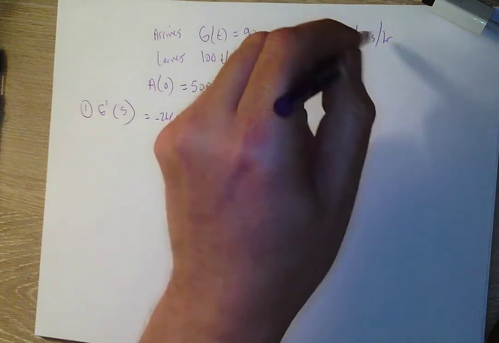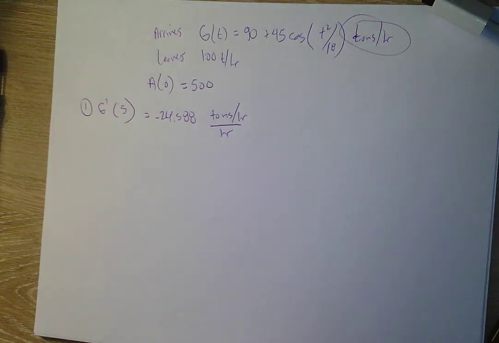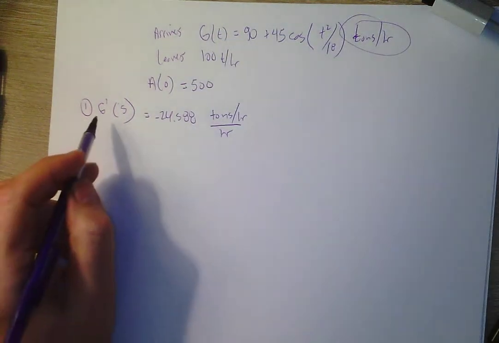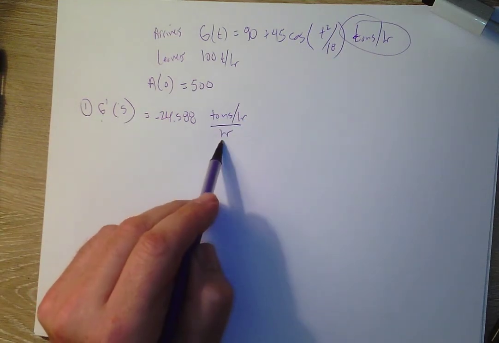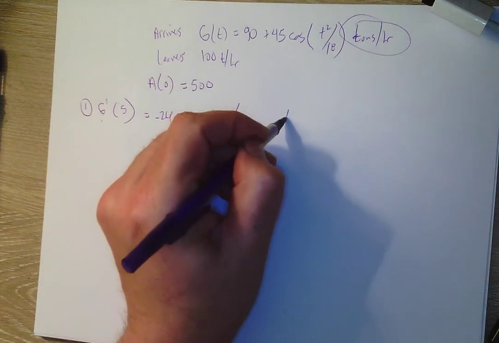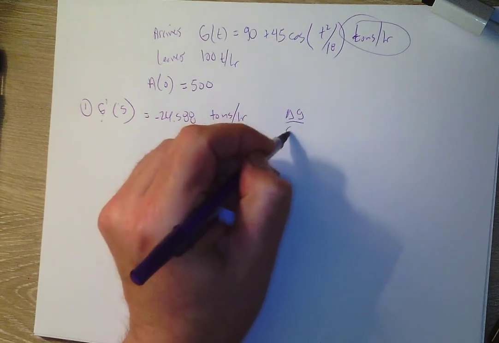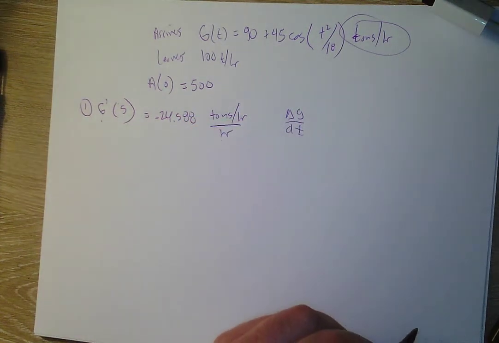Why is that? Well, remember that G was in tons per hour. So G prime is the rate of change in tons per hour, or change in G over a change in t. And are we supposed to interpret the meaning of this? Interpret your answer in the context of the problem.